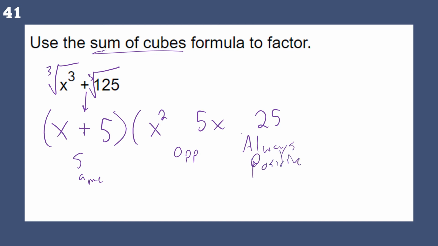So since this was a sum of cubes, I can have a plus in the beginning, the same, and then I'm going to put the opposite sign as my second one, and my last one is always positive. If this was a difference of cubes, I'd just switch those out. I'd use the same, opposite, and always positive.